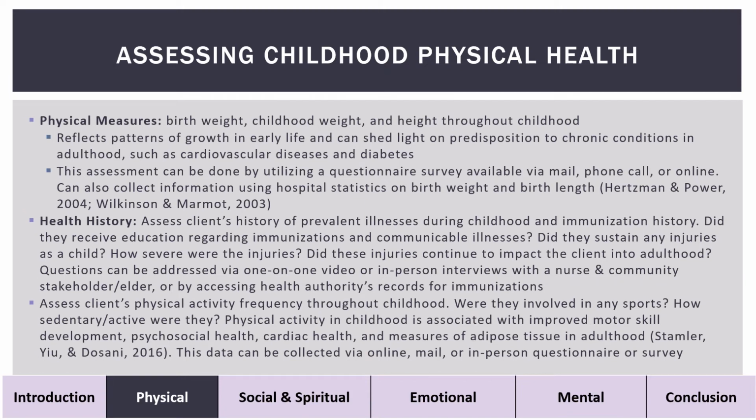The first domain to be assessed will be the client's physical growth and development during childhood. Physical measures such as birth weight will be examined, as such determinants can shed light on risks to or incidence of certain health conditions that manifest in adult life. This information can be collected by utilizing a questionnaire with a box for written answers, available by mail, phone call, or online. Birth weight and birth length information can be collected by accessing hospital birth records.